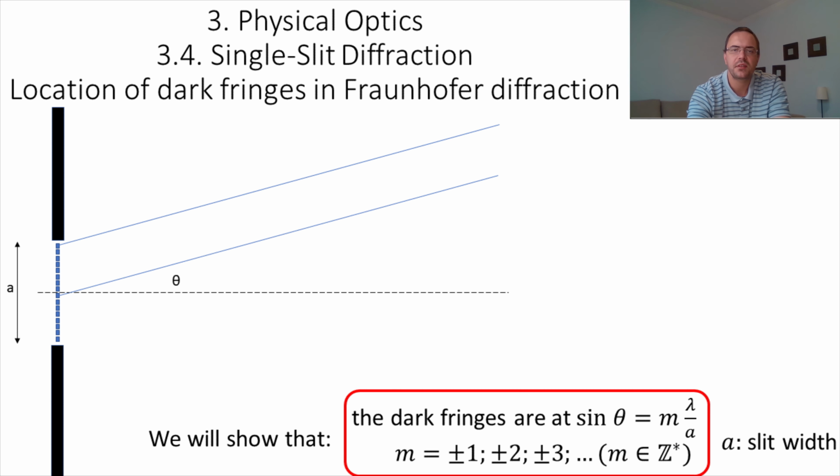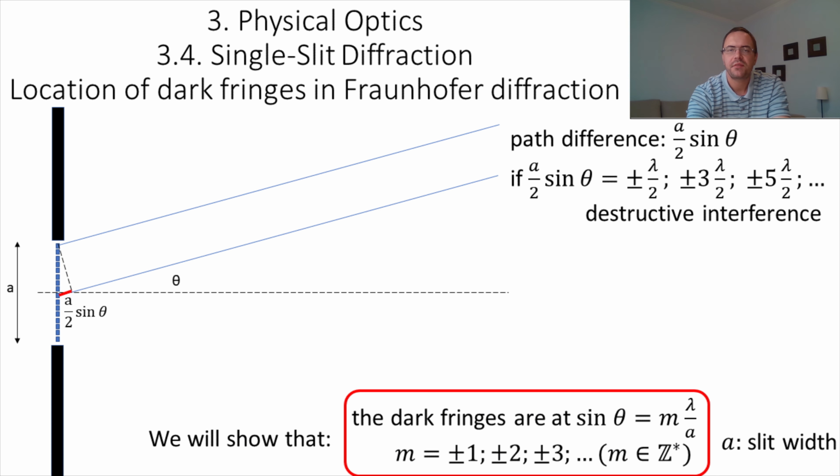So we have already seen that the path difference between these two rays is equal to d sine theta. So here it will be a over 2 sine theta. And we also know that if the path difference is equal to half a wavelength, or 3 half wavelengths, or 5 half wavelengths, then we will have destructive interference. And so we can rewrite this as sine theta is equal to plus or minus lambda over a, or plus or minus 3 lambda over a, plus or minus 5 lambda over a, and so on.